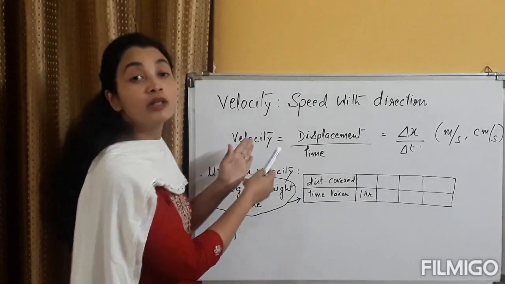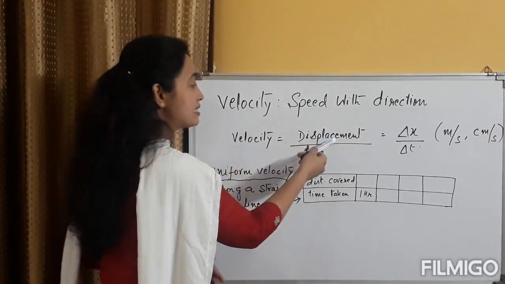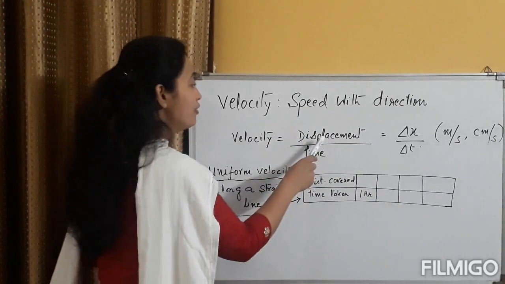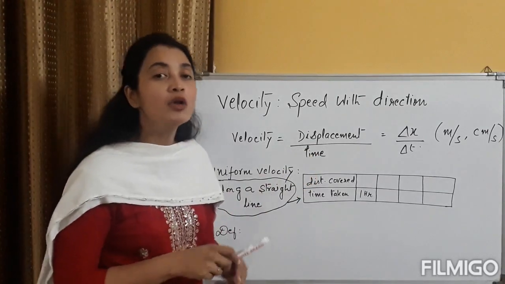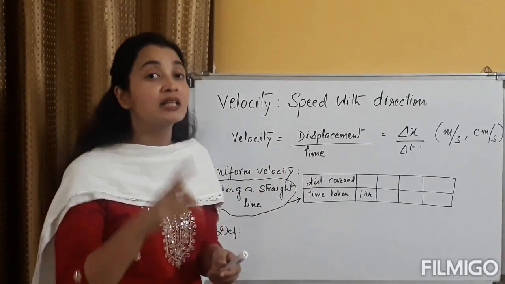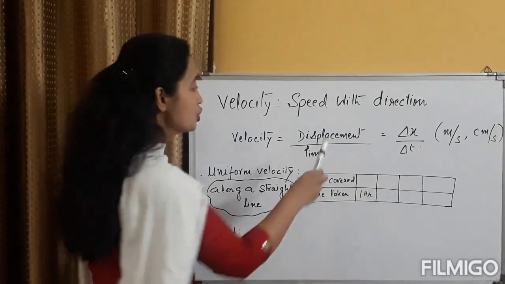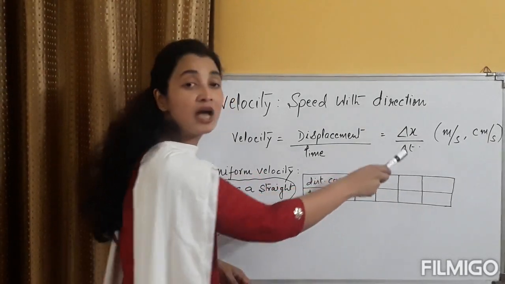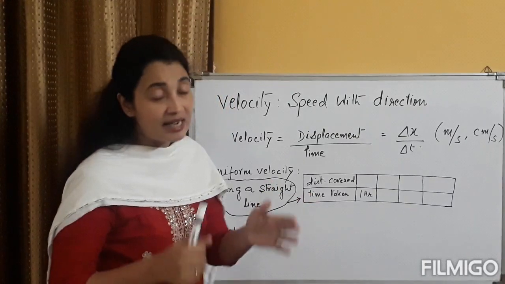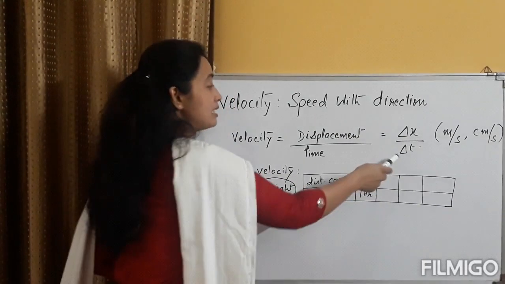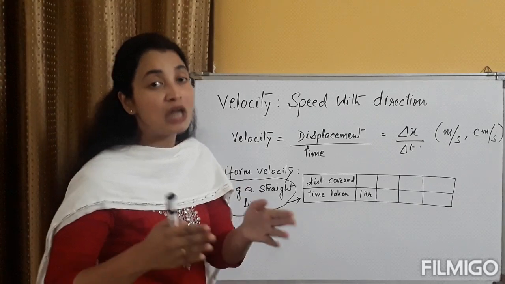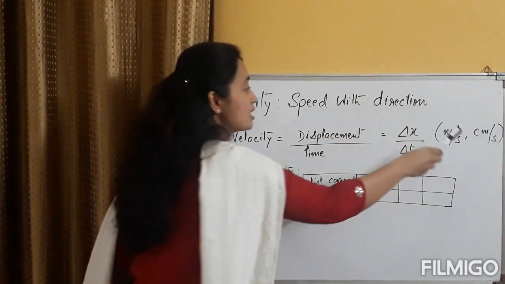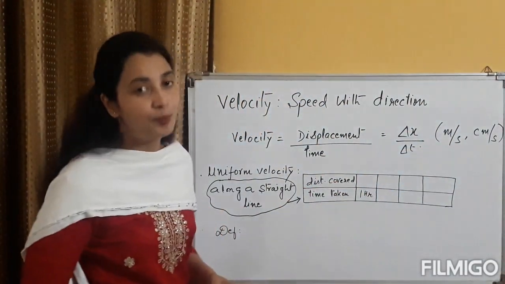Now, fundamentally, you know the mathematical expression also. It is displacement upon time. Remember, speed was distance upon time, whereas here we are taking displacement into account, meaning we are incorporating the concept of direction. So displacement upon time. Mathematically, we can even express it as delta x upon delta t. Delta x is change in position, and delta t is change in time, that is time interval. SI units, meter per second; in CGS, centimeters per second.